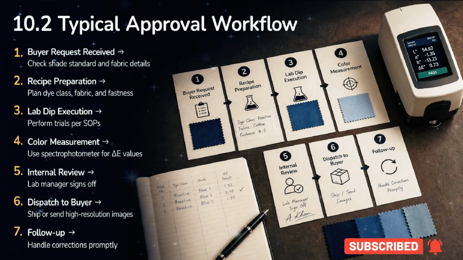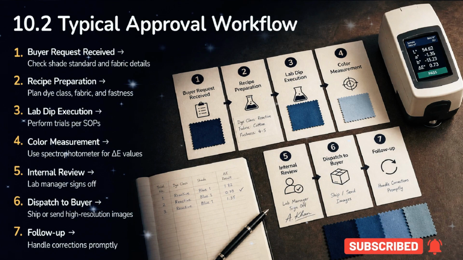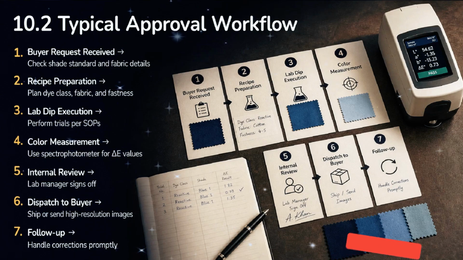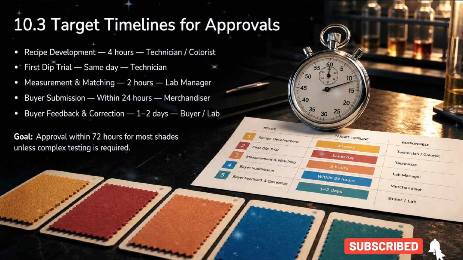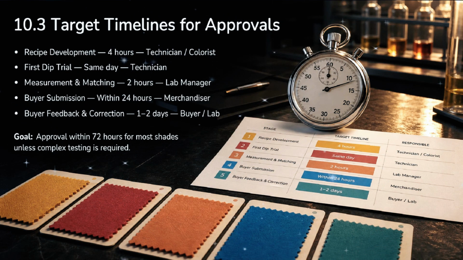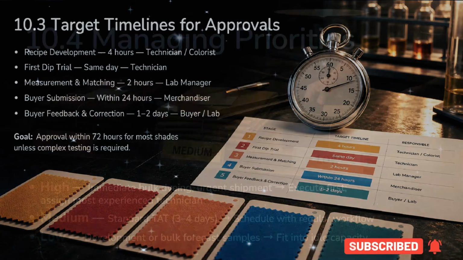Let's review a typical approval workflow. It begins with receiving a buyer request, followed by recipe preparation, lab DIP execution, color measurement, internal review, dispatch, and finally, follow-up. To maintain efficiency, aim for a 72-hour approval cycle for most shades. This includes 4 hours for recipe development, same-day execution of the first dip, and efficient measurement and submission processes.